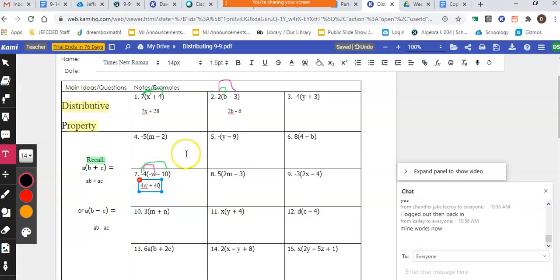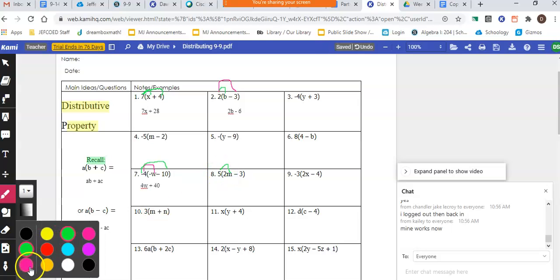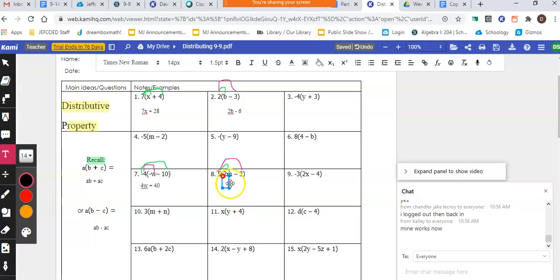Let's look at number 8. Okay. All right, so number 8, guys. Here we'll distribute the 5 to the 2m, and then we'll distribute the 5 to the negative 3. Okay, so we've got 5 times the 2m, that should give me 10m. And then 5 times that negative 3 should give me a negative 15. Okay? All right.